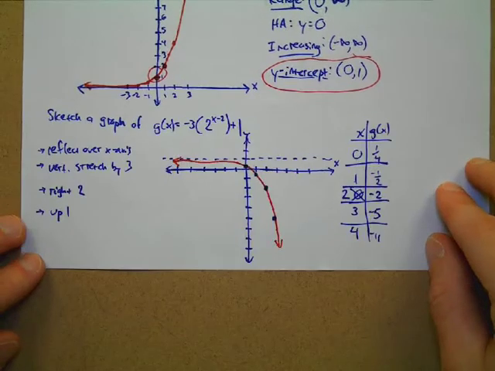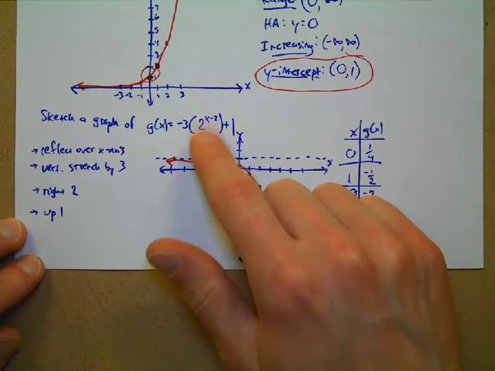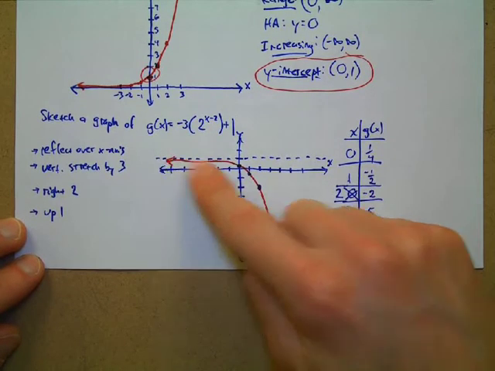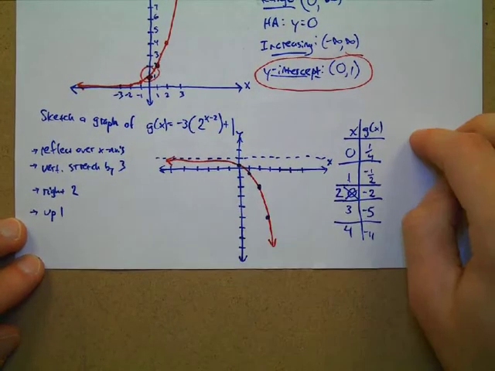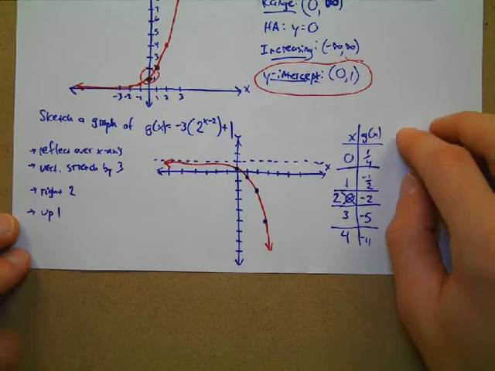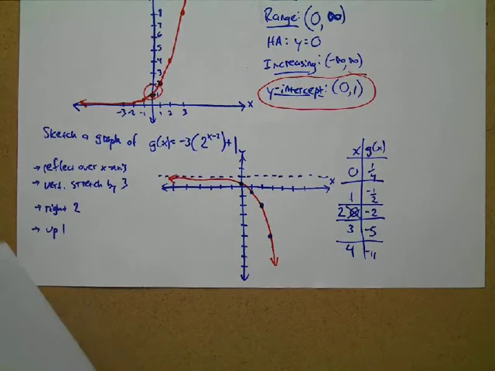So it was going to be a growth, but then a reflection over the x-axis, and it created this shape. A reflection over the x-axis creates that shape. Questions on any of that? All good? All right.